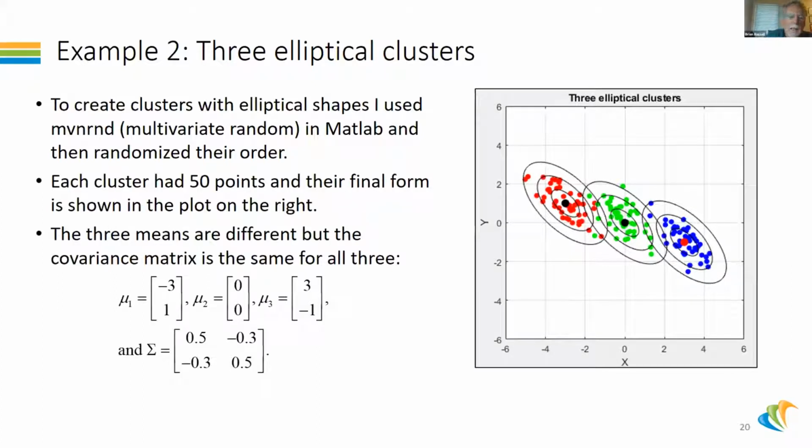And basically, here's the technique. I used the same covariance matrix for all 3, and you can see I've got 3 means.